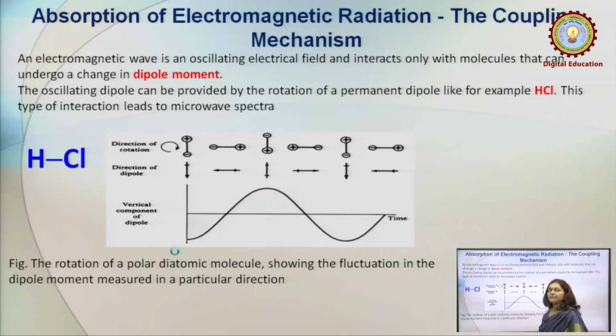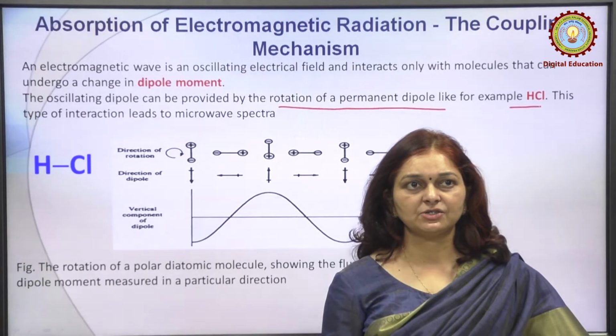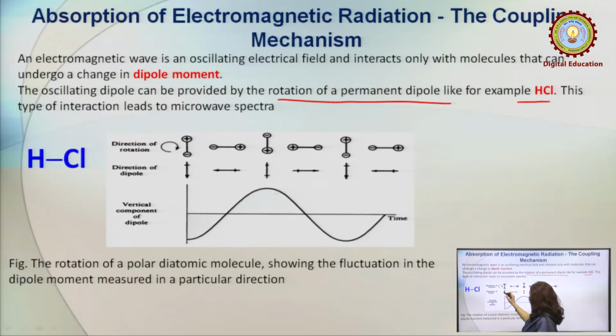Absorption of electromagnetic radiation, it means the coupling mechanism. An electromagnetic wave is an oscillating electric field and interacts only with molecules that can undergo a change in dipole moment. The oscillating dipole can be provided by the rotation of a permanent dipole, for example HCl, and this type of interaction leads to the microwave spectra. This is the direction of rotation and this is the direction of dipole, you see in this figure.